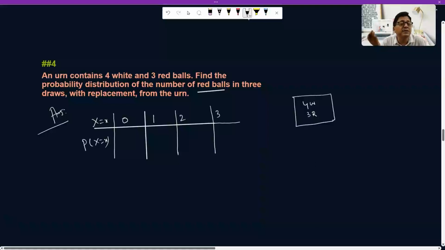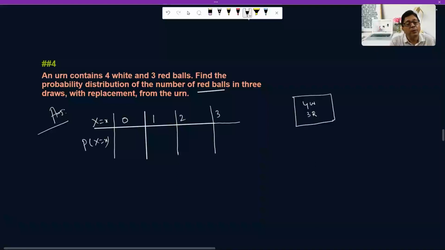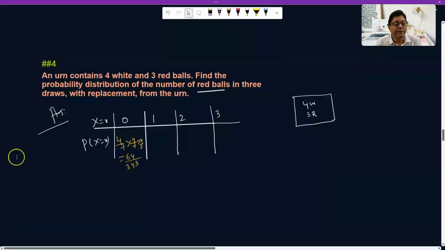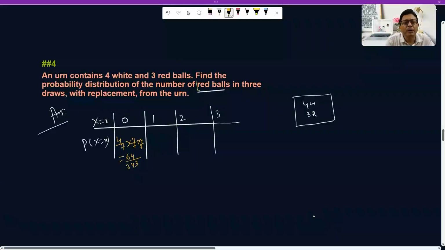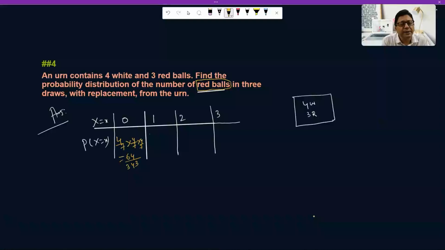In none of the cases you got a red ball. You are getting a white ball only. So what is the probability going to be? That will be 4 by 7. I am using the multiplication rule. Answer is 64 by 343. Okay. Next one, like the previous sum. If you are getting a red ball, what time it is coming matters. You are getting the red ball in the beginning. So 4 by 7. No, red ball in the beginning means it will be 3 by 7.